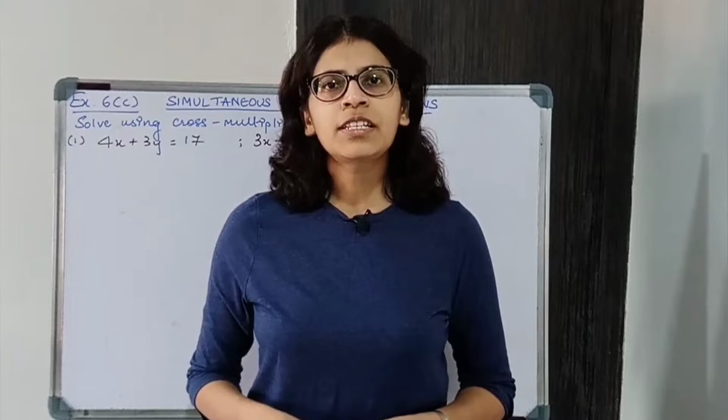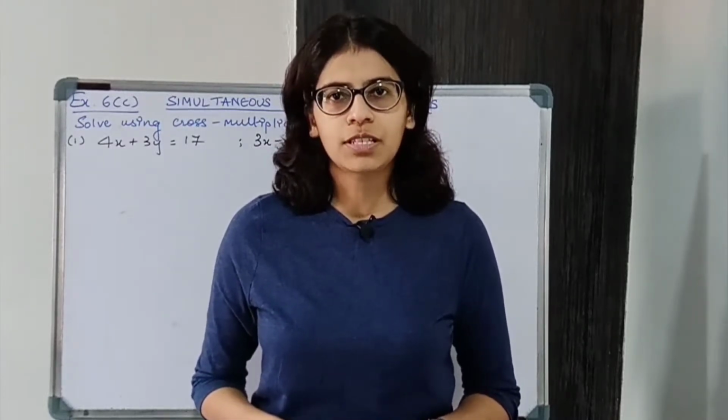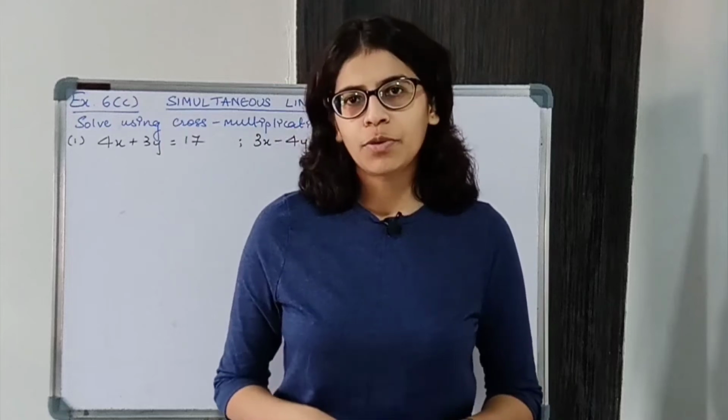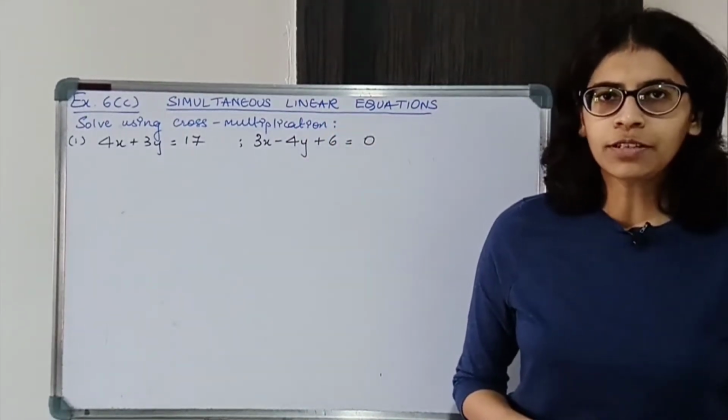In this video, we'll start with exercise 6C from chapter Simultaneous Linear Equations. So, starting with question number 1. Now over here, we'll be using cross multiplication method.